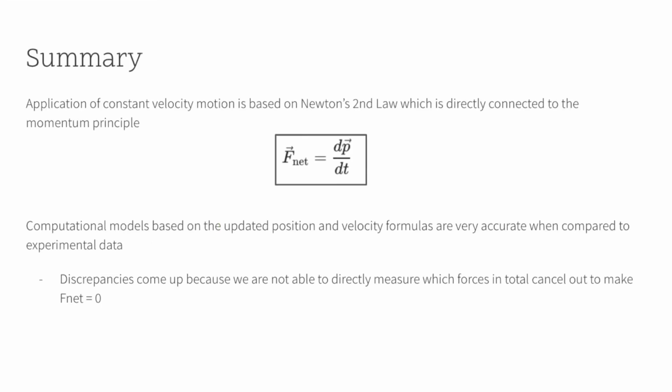Just to summarize, we used the momentum principle and got that from Newton's second law, and from there we were able to predict motion of the disco ball with the computational model using the updated position and velocity formulas, and we found that those were pretty accurate when compared to the experimental data. But of course there are some discrepancies because of human error, and we're not totally able to measure which forces cancel out to make the net force equal to 0.